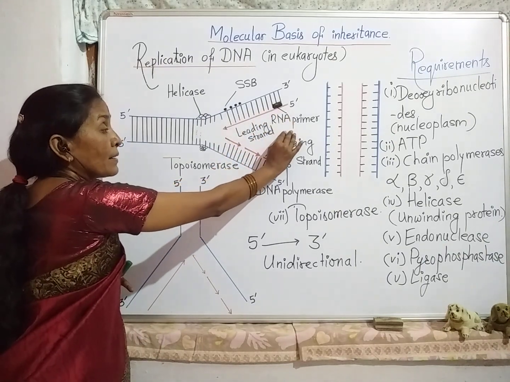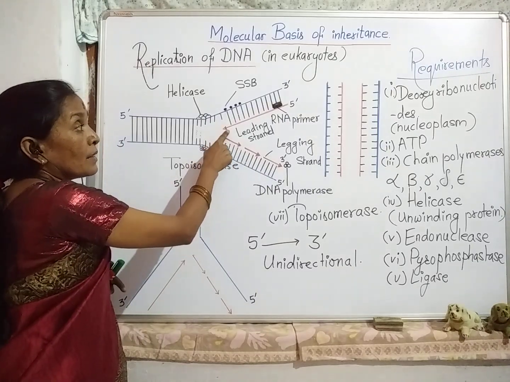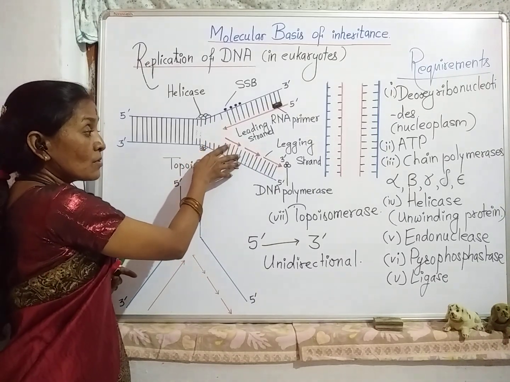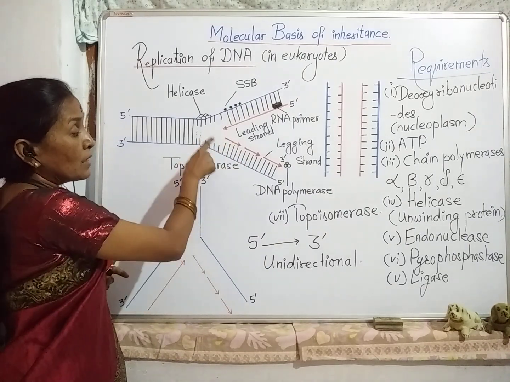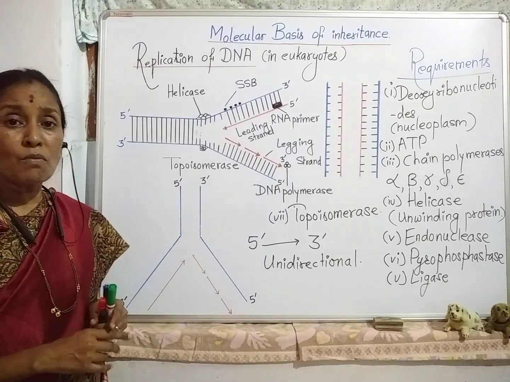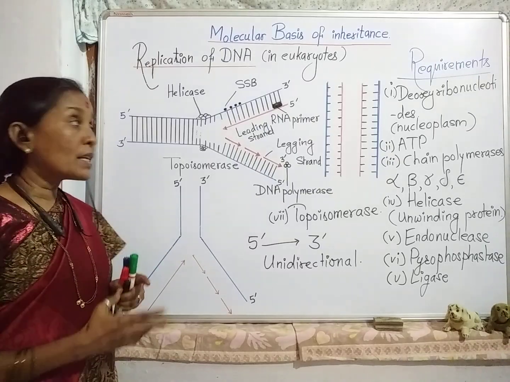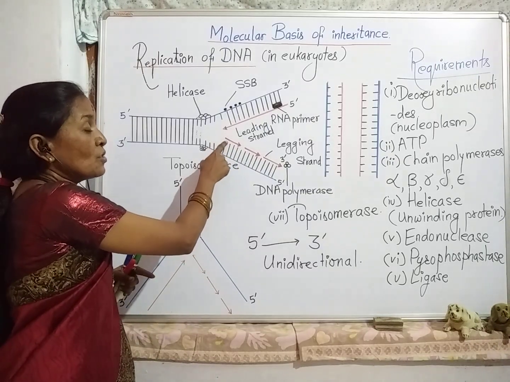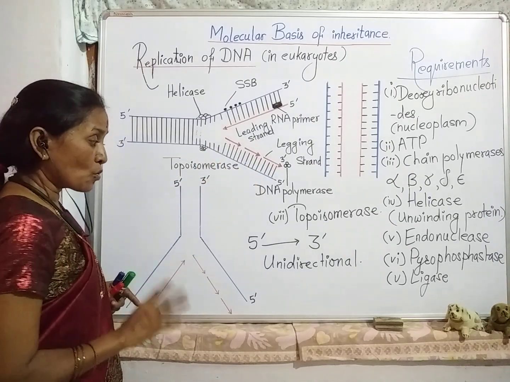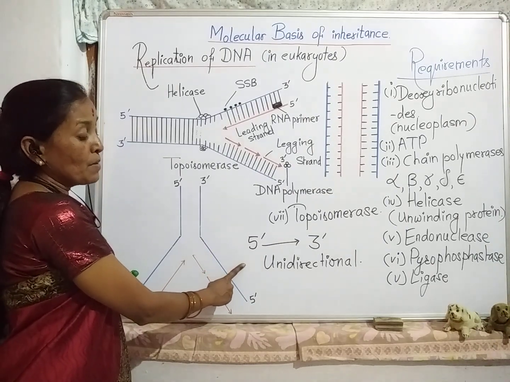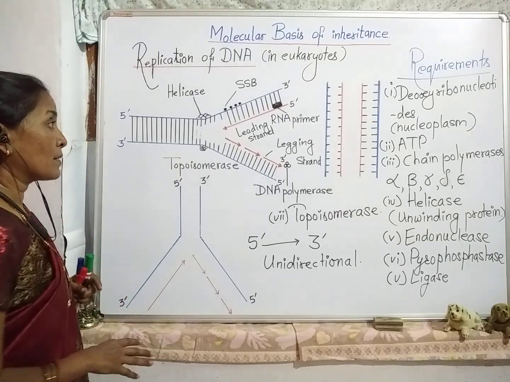So one strand which was formed on the DNA is continuous and another strand which was formed during the replication is in a discontinuous manner. Why so? Because the unwinding process requires time. That's why the other strand is formed in a discontinuous manner. Whatever may be so, the replication of eukaryote always takes place in a unidirectional manner.